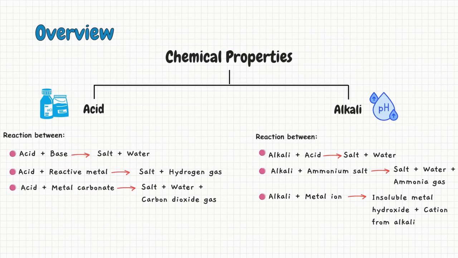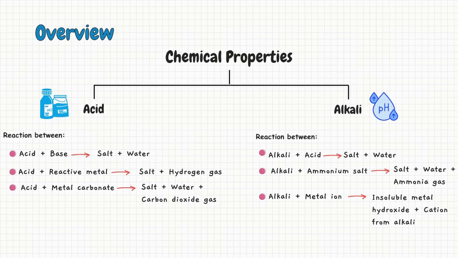Now, we are already done with discussing the chemical properties of acid and alkali. Before we end the lesson, let's have a recap. What have we learned today? So today, we learned about the chemical properties of acid and alkali. Both have 3 types of reaction. To identify the acid chemical properties, we can do an experiment involving a reaction between acid and base that will produce salt and water. Then, we have a reaction between acid and reactive metal. This reaction produces salt and hydrogen gas. Lastly, the reaction between acid and metal carbonate will result in producing salt, water and carbon dioxide gas.